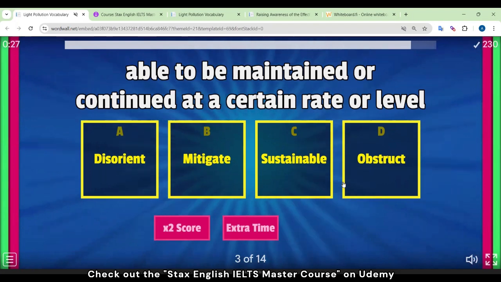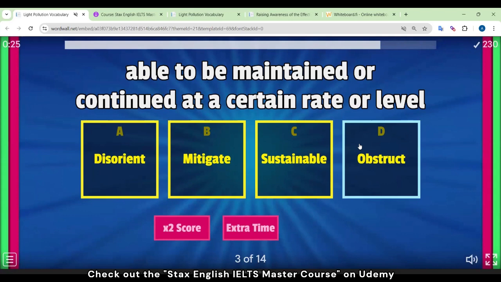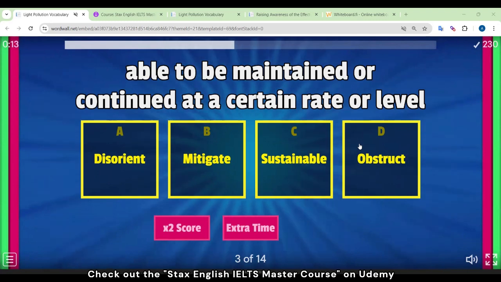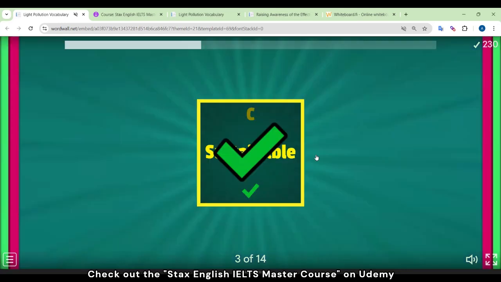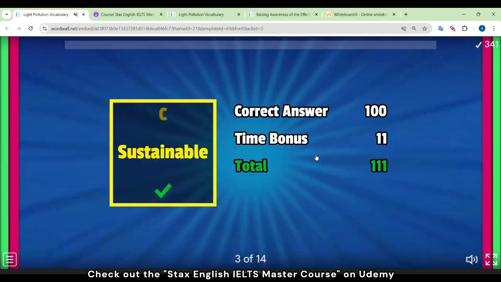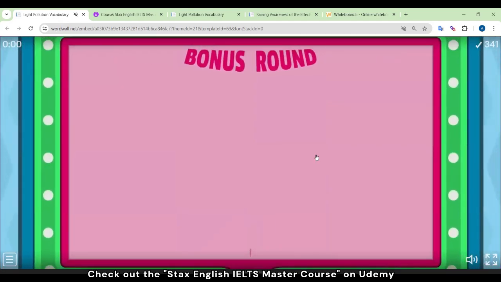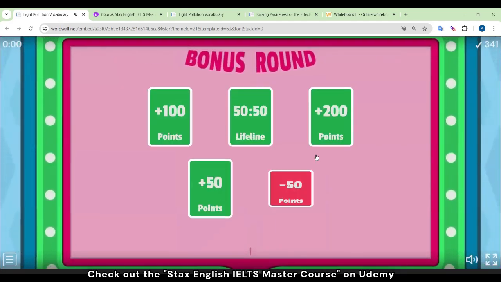Now, next one, able to be maintained or continued at a certain rate or level. So this is when we can keep doing something for a long time. I think it's sustainable. Sustainable is right. Well done. Sustainable. If something is sustainable, we can keep doing it for a very long time. Very good. All right, well done. Quick bonus round now.